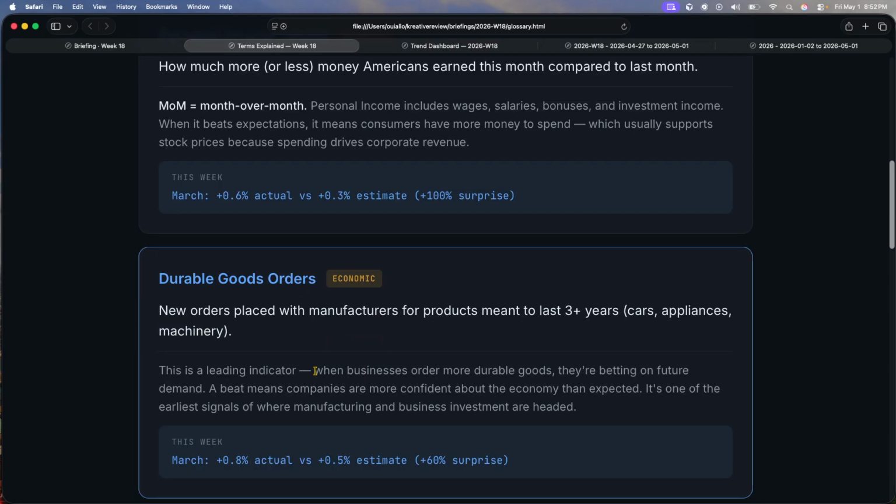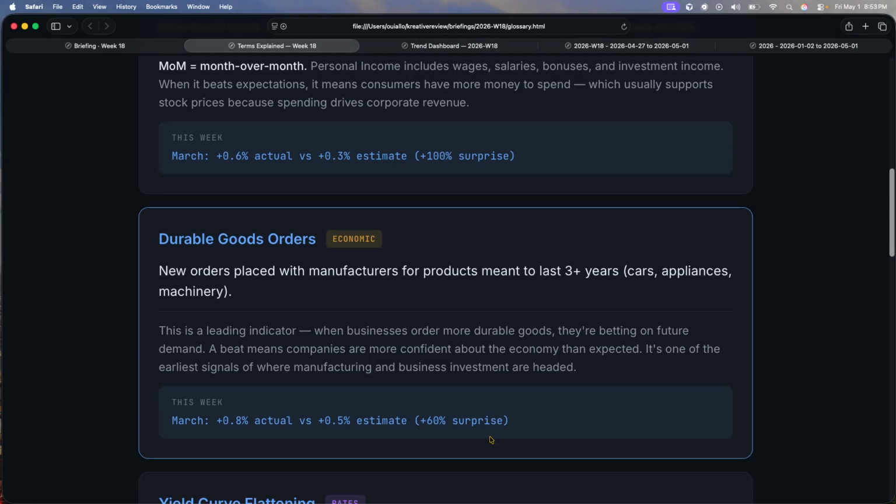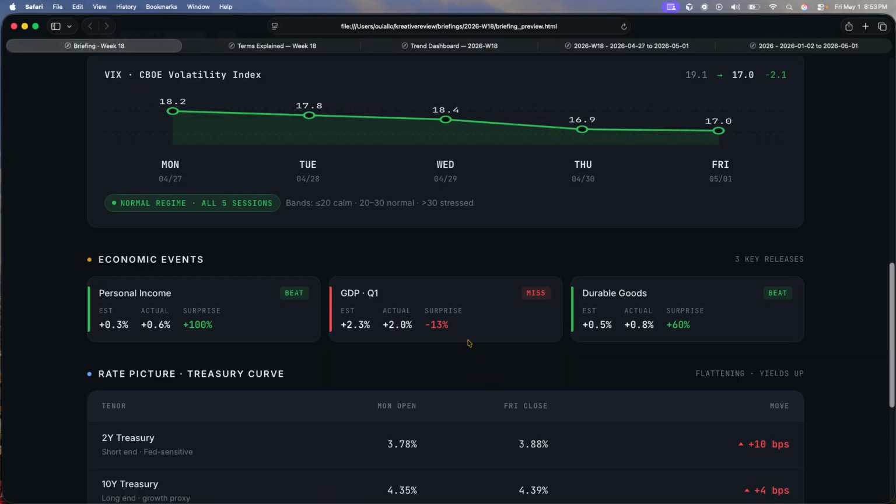And then durable goods. These are the new orders placed by manufacturers for products meant to last 3 years or more. These are going to be your cars, your appliances, and your machinery, right? This is the leading indicator. When businesses order more durable goods, they're betting on future demand. That means a company is more confident about the economy than expected. It is one of the earliest signals of where manufacturing businesses' investments are headed. So the estimate was 0.5 and the actual was 0.08, about a 60% surprise. So this is doing quite well, right?